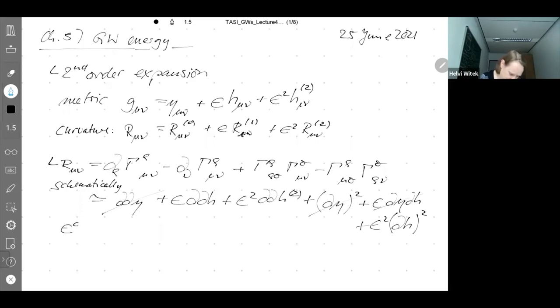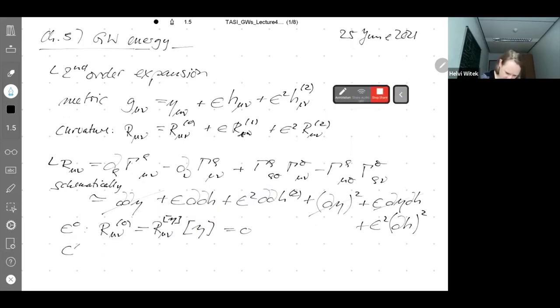So that I say at order epsilon 0, our zeroth order Ricci tensor, which I could write in this form, Ricci tensor, the operator constructed with the background metric, acting on the background metric is 0, as we've already seen. Could think about the first order correction, R mu nu 1, could be written as Ricci tensor as operator constructed with our background metric acting on our first order perturbation.